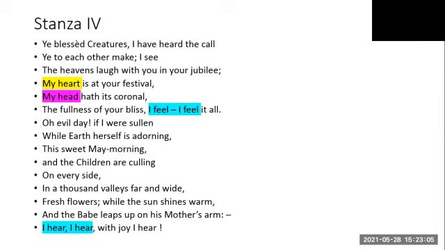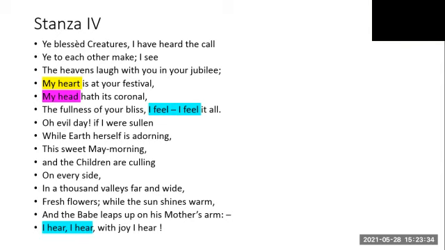My heart is at your festival. My head has its coronal. My heart is with you in your festival of joy. My head, my mind has its crown, the fullness of your bliss. I feel it all. Notice the repetition.